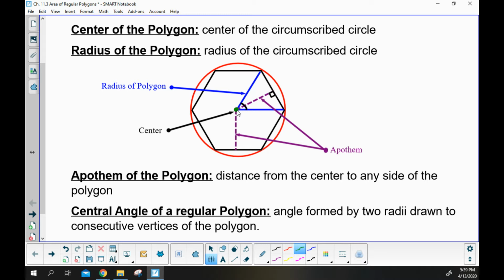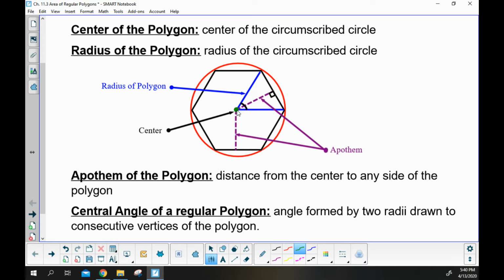The radius of the polygon is basically like the radius of the circle. So it's from the center and it goes to one of the vertices. And it doesn't matter which vertex you go to. I'm going to erase the green there because I want to keep it in blue. But it goes from the center to any of the vertices. So when you hear radius, that's what they're talking about.